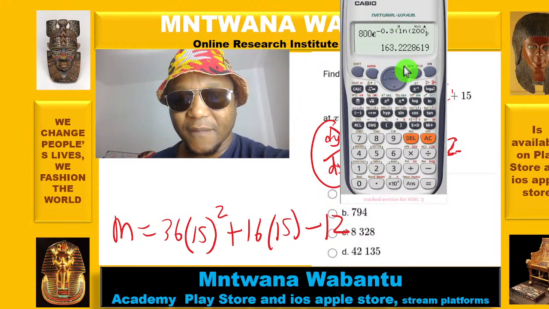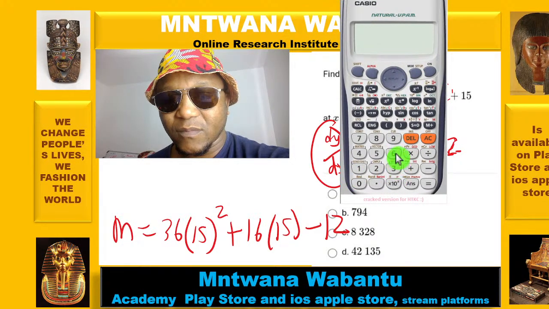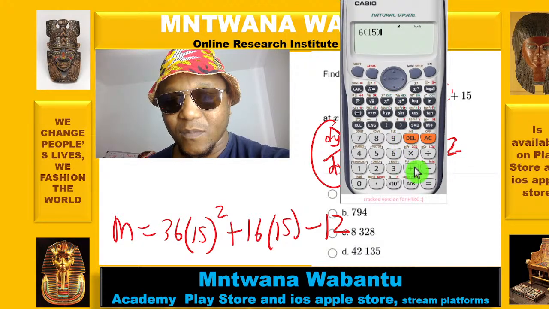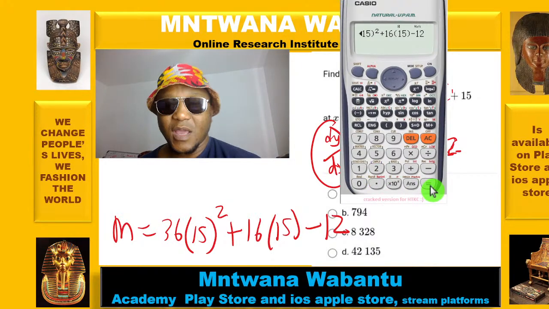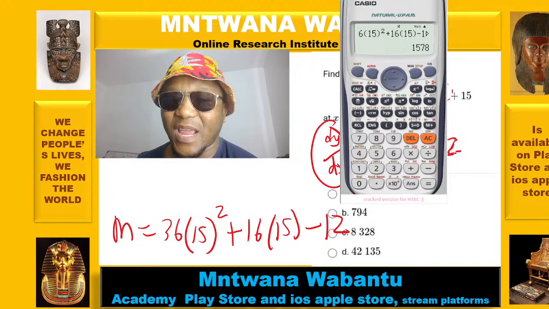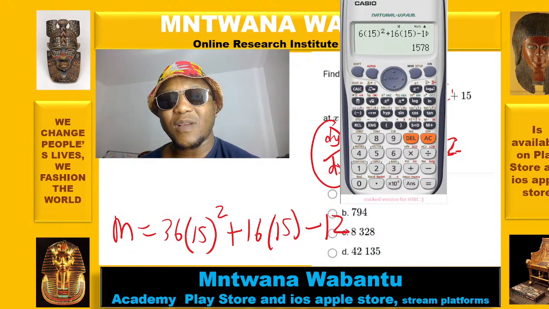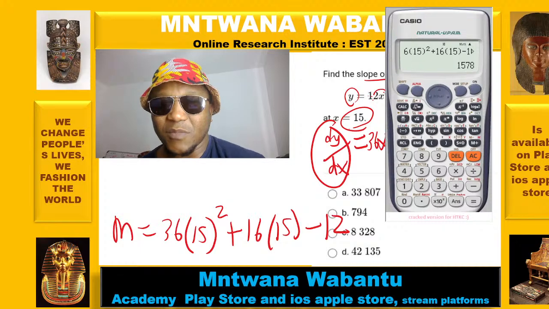Come and plug it in the calculator here. And then we're going to say 36 bracket 15, plus 16 bracket 15, minus 12. Okay, and this is going to give us 1578. Let's see, do we have that option here? 1578. There's no option, which means I made a mistake somewhere.